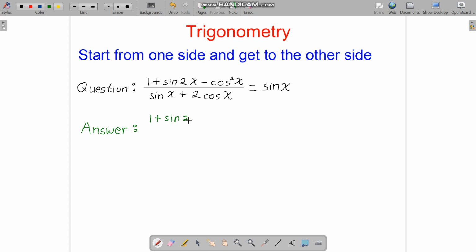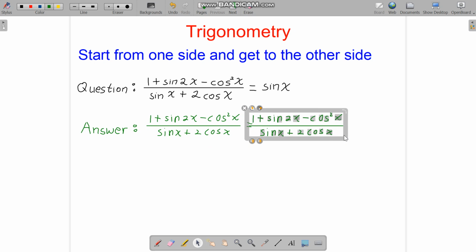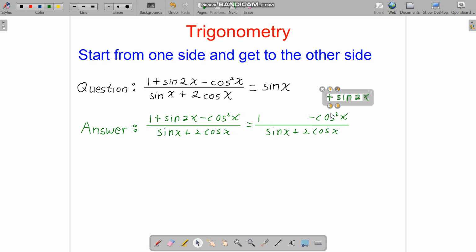On the left is (1 plus 2x minus cos squared x) over (sin x plus 2 cos x), and then we can use the Pythagorean identity here because it's the same if we just rearrange the order. 1 minus cos squared is actually sine squared, so we have sine squared x from here plus sine 2x.